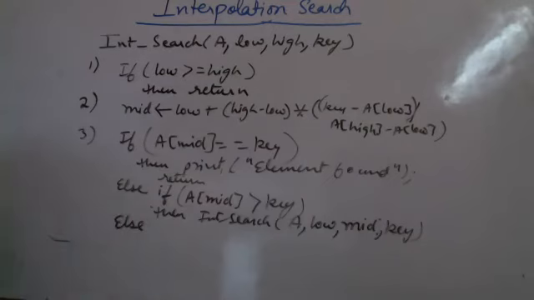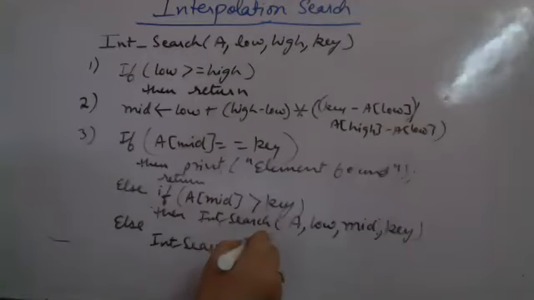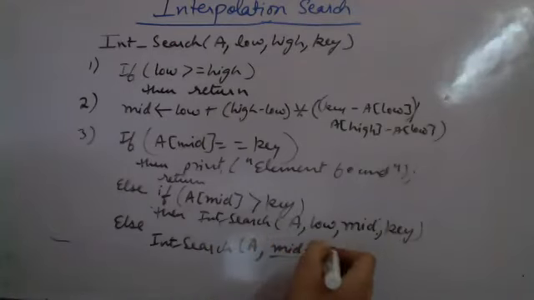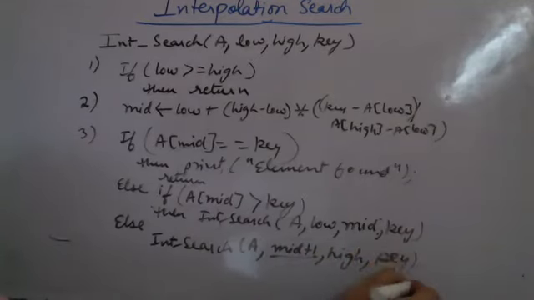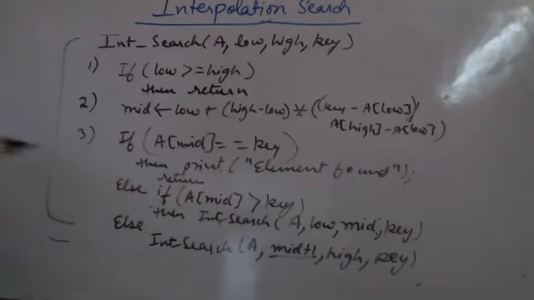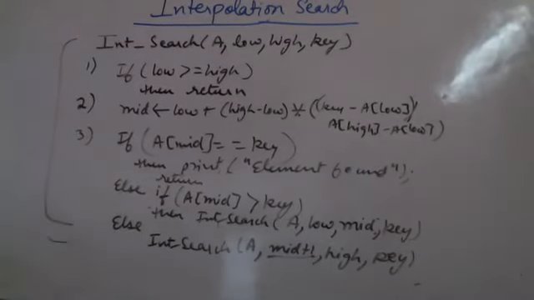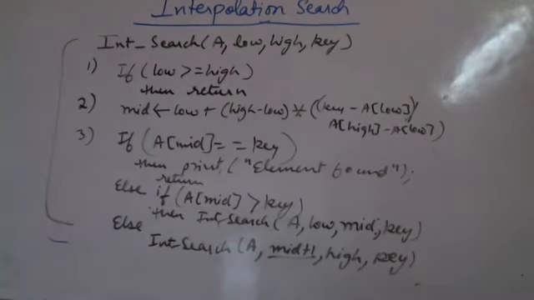Else, again an else. Interpolation search is called for A, now low is mid plus 1 to high, and the key is to be searched. This is the entire algorithm. That's all, this is how we can do the interpolation search. You can set a flag, and if it is not found, you can print accordingly also.